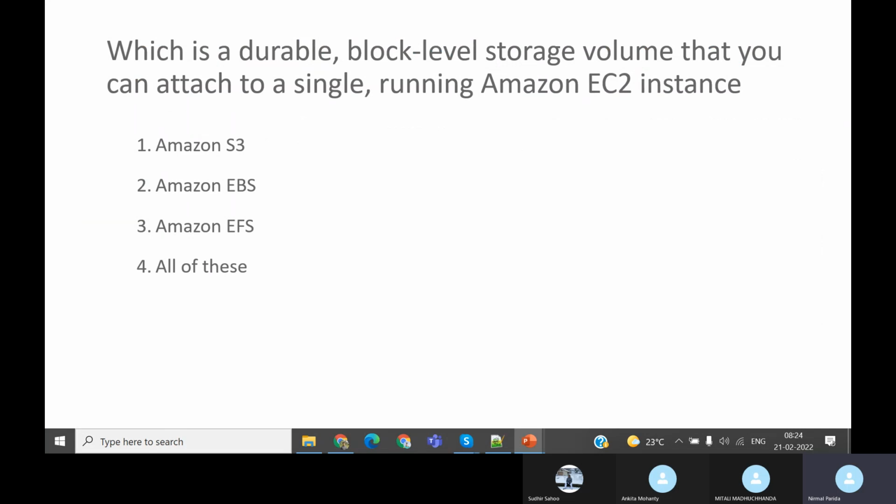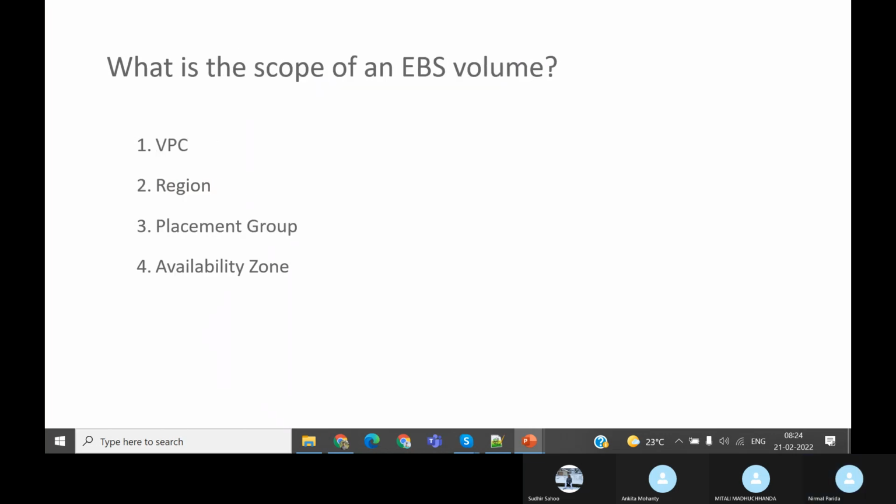Which is a durable block level storage volume that you can attach to a single running Amazon EC2 instance? This is easy, Amazon EBS. Okay, what is the scope of an EBS volume? We just now talked about it. Yes, VPC? I thought it's availability zone. Yeah, it is availability zone.